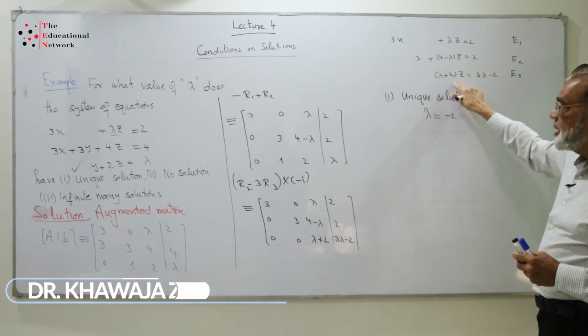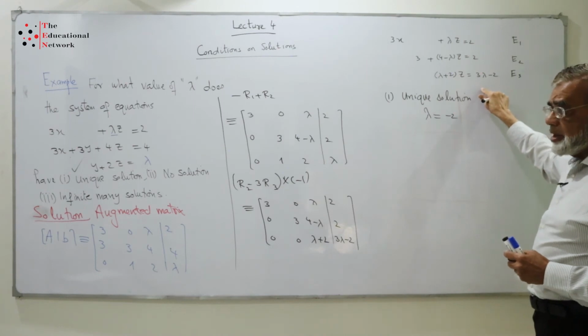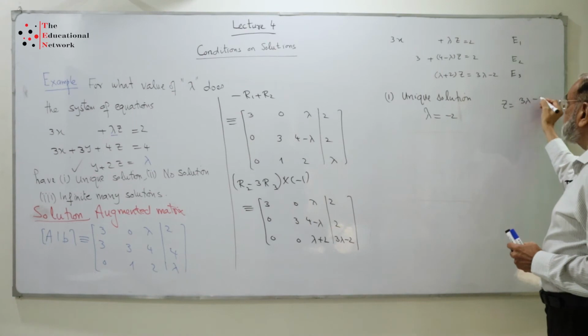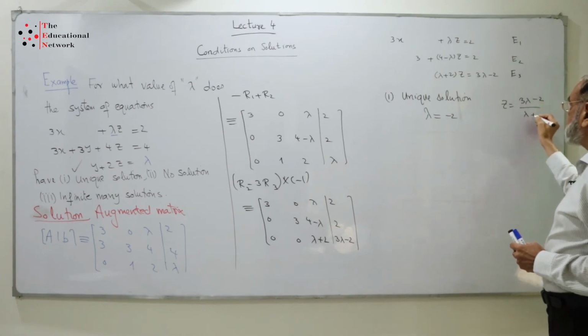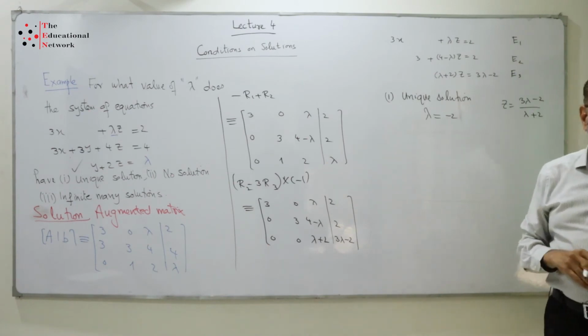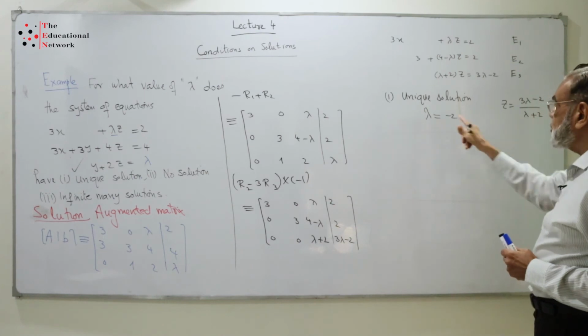We can divide this one by lambda plus 2. Then lambda plus 2 comes in the denominator, and we can write here z is equal to 3 lambda minus 2 over lambda plus 2. So here we can see lambda is never equal to minus 2, because when lambda equals minus 2 it becomes infinity. So this is the unique solution.